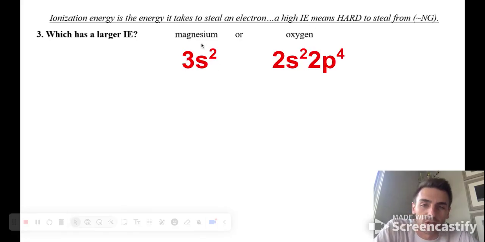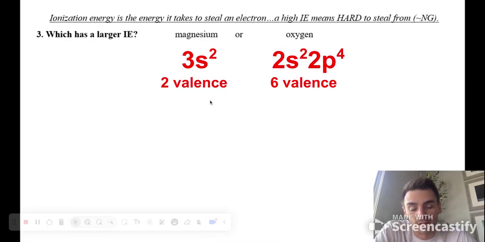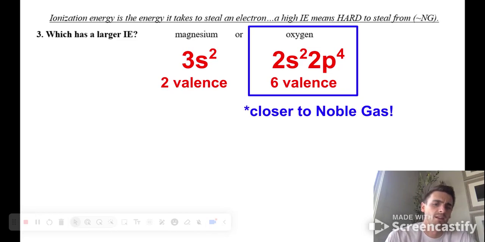So if we go look at magnesium or oxygen, magnesium is 3s2, oxygen is 2s2, 2p4. So magnesium has 2 valence electrons. Oxygen has 6 valence electrons. Which one would be harder to steal from? Easily, oxygen. That has 6 of the 8 princesses. It's going to be hard to steal from. It's much closer to being a noble gas. Magnesium doesn't even really want those 2, so that wouldn't take very much energy to steal from. Keep using your electron configurations to help you get the answer.